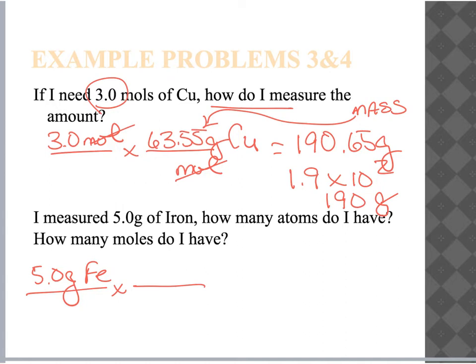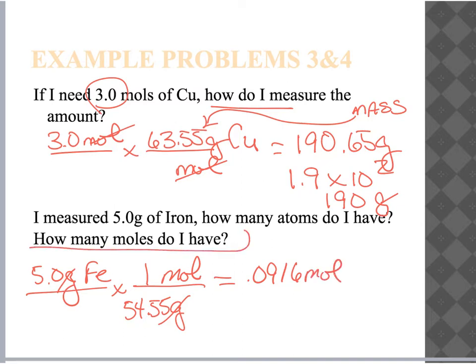And for me to go from grams to moles, I know that I want grams on the bottom and moles on top. So I'm going to look on the periodic table and look up the mass of iron in 1 mole. My grams are going to cross out, and this time I'm going to take 5 grams divided by 54.55, and this is going to tell me I have 0.0916 moles. Now notice I answered the second half of this question.